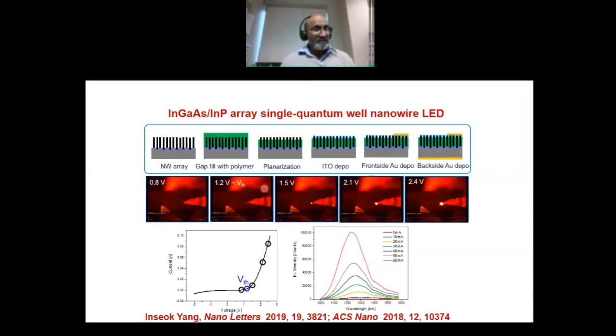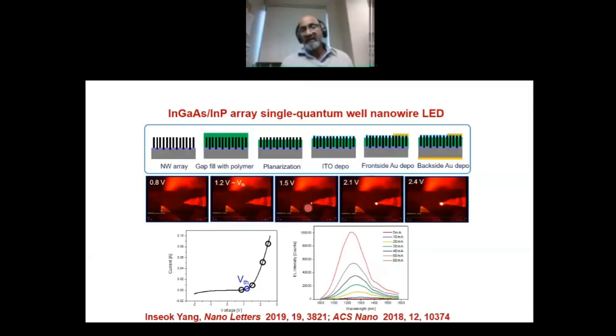Before In-Suk finished his PhD, he went off and tried to create these nanowire arrays, fill them with a polymer material like BCB, and then selectively etch only the polymer to expose the tips of the nanowires, put some indium tin oxide contacts, put some metal on the top and another metal on the bottom, so that you can inject current into these nanowire LEDs and look at the light emission. You can see the IV characteristics showing diode-like behavior. Again, the higher the current, the more light comes out. In fact, you can see under the probe there's bright light emission.